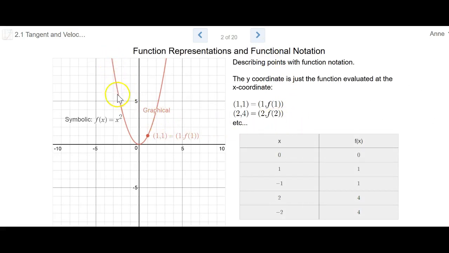So here's the function we're going to be working with a lot in this lesson, f of x equals x squared. Here's its graph. Here's how we represent the point 1, 1 on the function's graph with the function notation. The y-coordinate can be represented as f of the x-coordinate. So here you see that again. And here is that function represented numerically in a table. X is my independent variable, and f of x is my dependent variable.